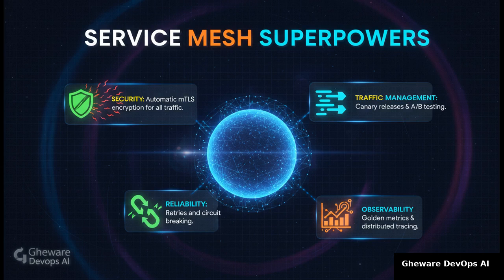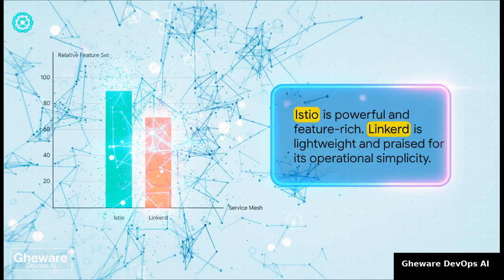It's magic. The two big players you need to know are Istio, which is the original and most feature-rich option out there, and Linkerd, which is famous for being incredibly lightweight and super simple to operate.